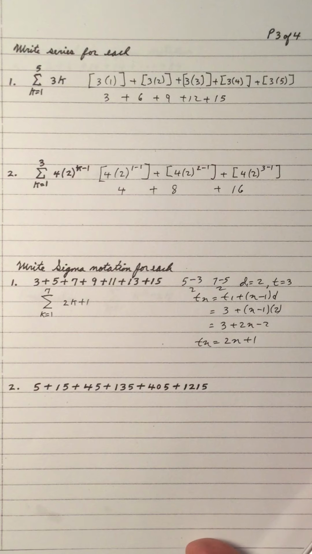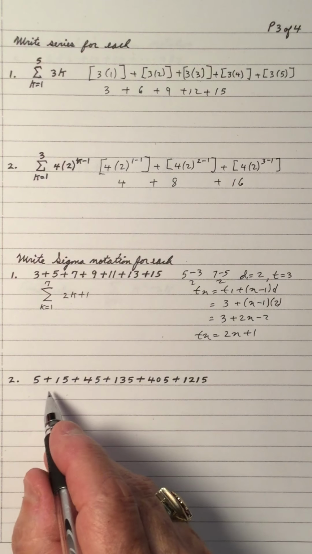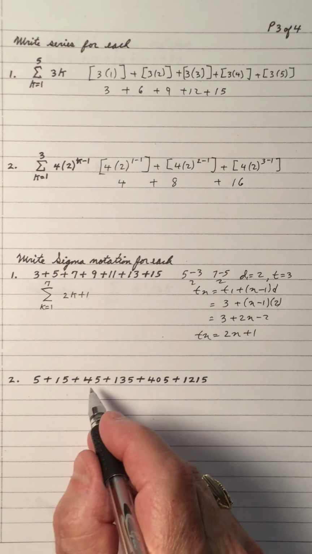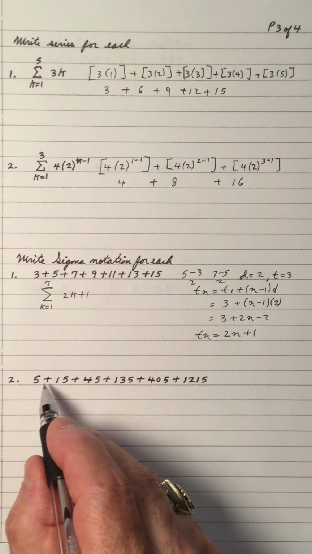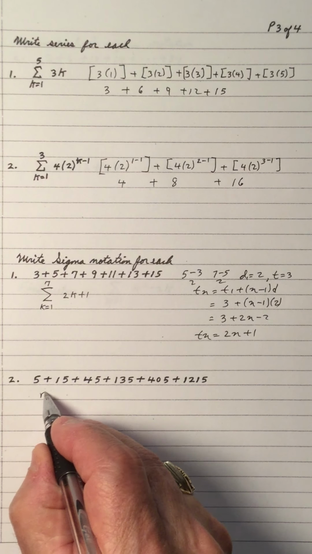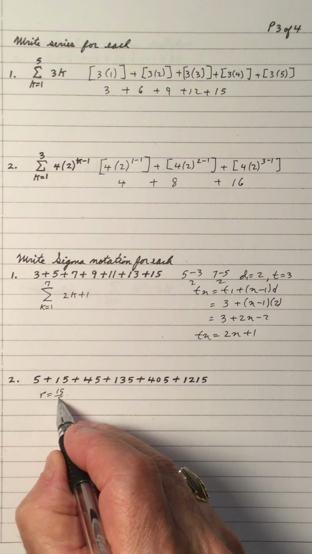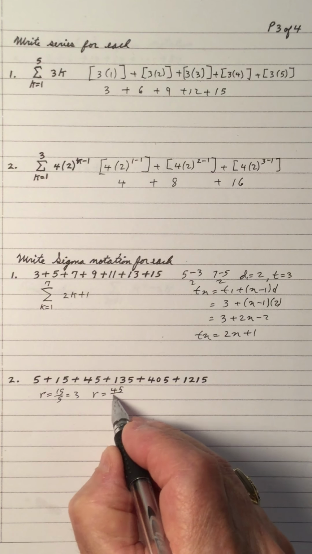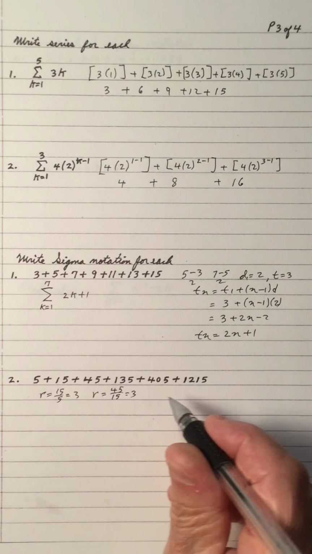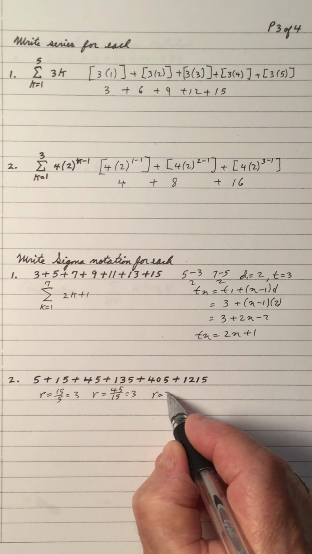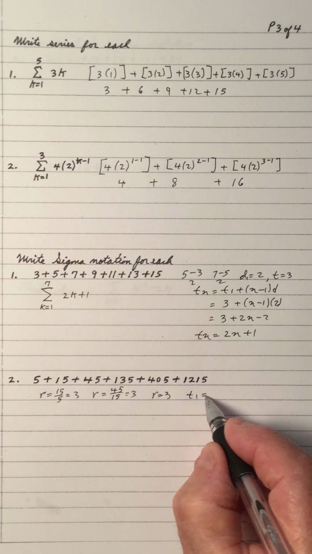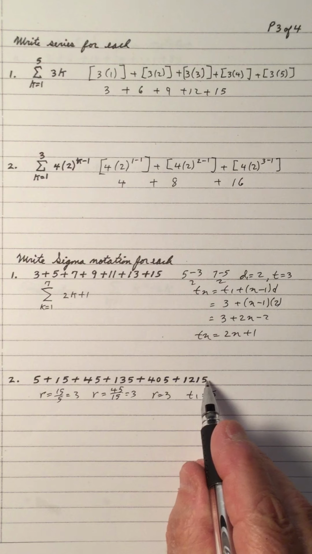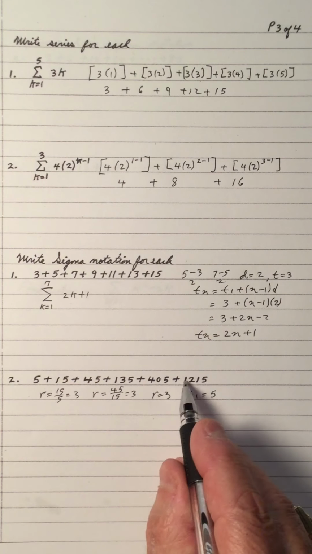Okay, and let's see if we can do the sigma notation for this one. It's either going to get a difference or we're going to get a ratio. And it looks like, let's see, r is 15 divided by 5, and that's a 3. Ratio, 45 divided by 15, and that's a 3. So we have a ratio of 3. And the first term is a 5. So that's a geometric sequence, which is a geometric series.